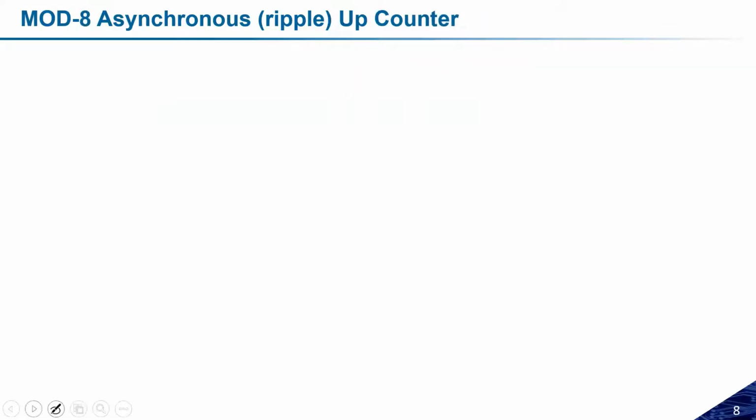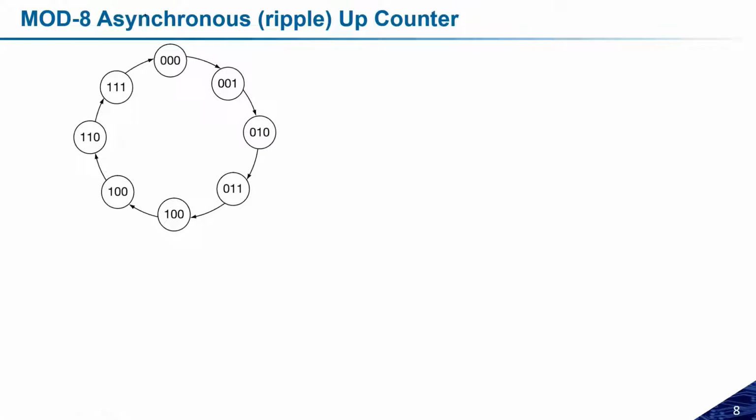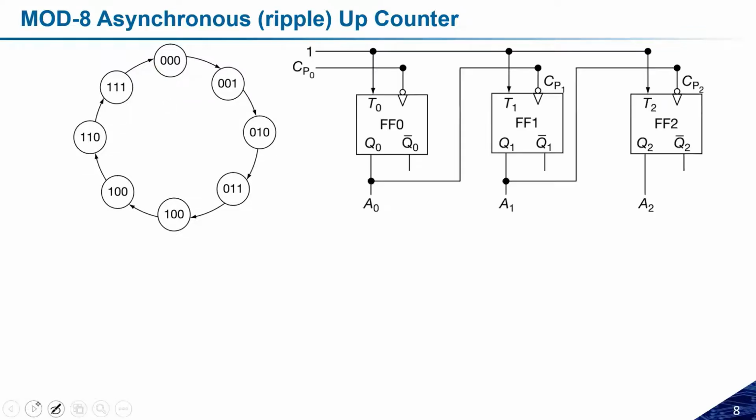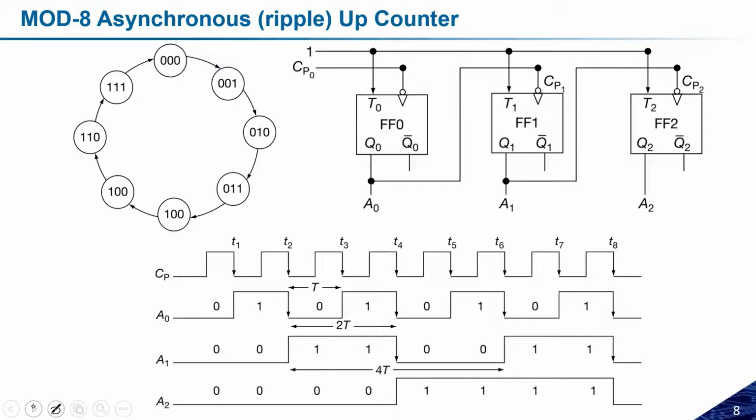Okay, so let us see how we can make the mod 8 asynchronous up counter. A mod 8 asynchronous up counter will start from 000 and reach up to 111, and then repeat. For this purpose we need 3 flip-flops, and the output of the first one will be connected to the clock of the second one, the output of the second one to the clock of the next one, and so on. This is how we make the mod 8 counter, and this is how the timing diagram will look. If you know the mod 4 counter, you can understand it easily. The A0, A1 and A2 will reflect like this.